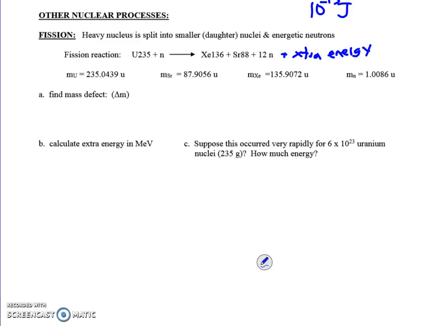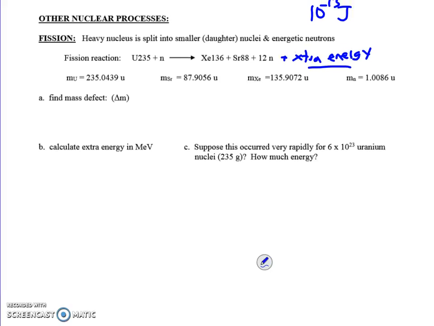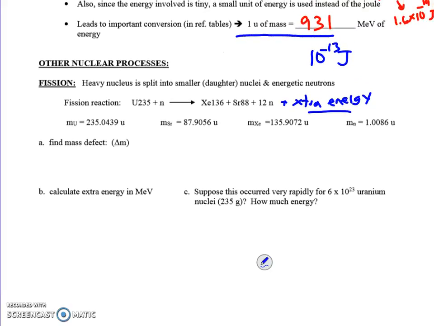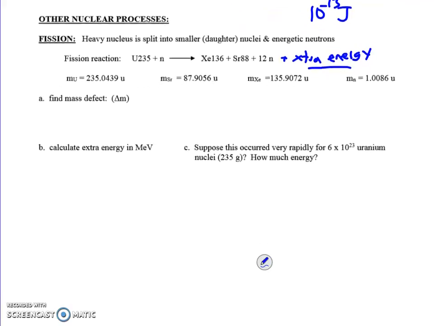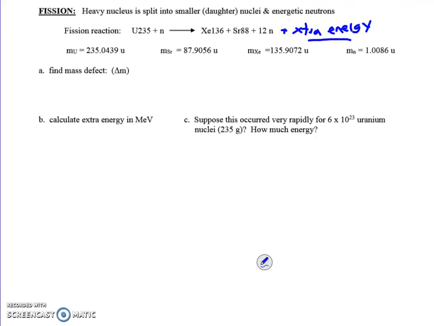Okay, so we want to calculate the amount of this based on the amount of energy or mass that's changed or been converted, and a key component to that is this conversion factor up here. So we're going to look at the masses in terms of AMUs. What I'm talking about with this mass defect is the mass of the U-235 plus the mass of the neutron, that's what I started with, minus the mass of all the products. That's what delta M means.